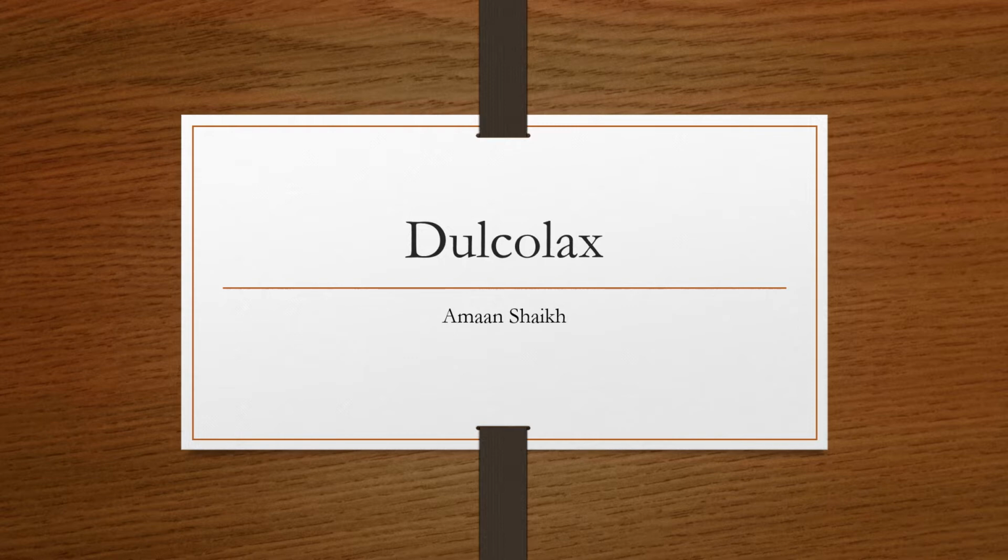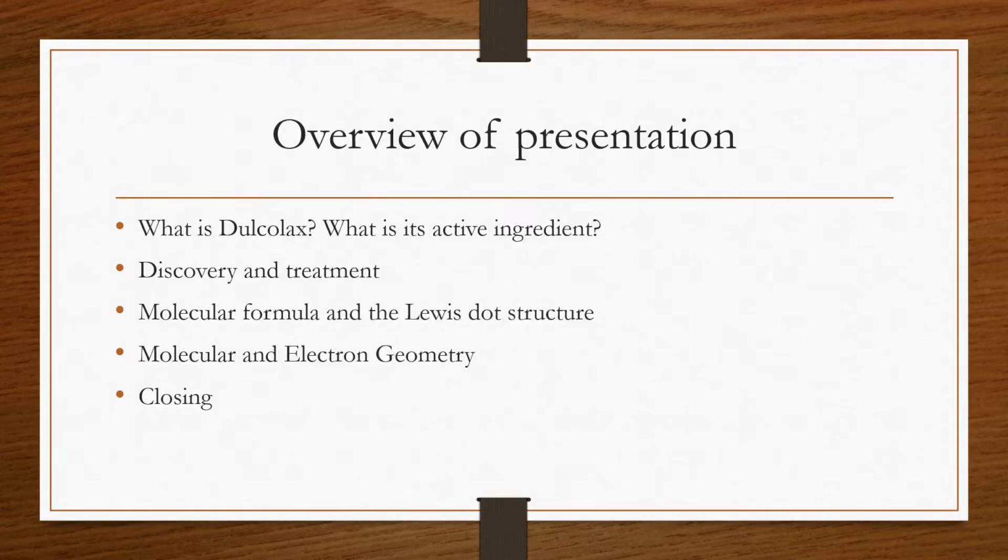My name is Amaan Shaikh, and today I will be talking about Dulcolax. So, this is just a quick overview of the presentation, a quick little summary of all the things I'll be going over. First, I'll be talking about what Dulcolax is and what its active ingredient is. After we talk about that, we will go to discovery and treatment, molecular formula, and the Lewis dot structure. Then molecular and electron geometry, and finally, the closing.